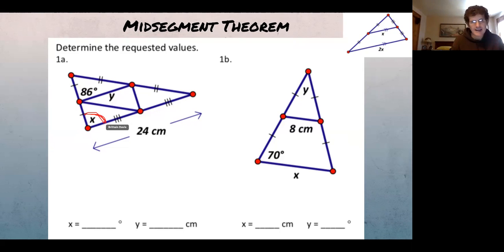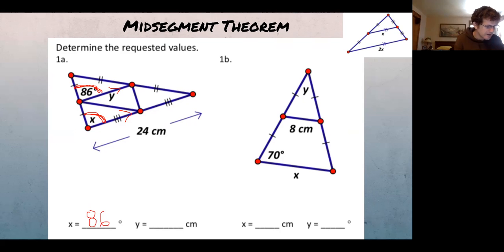So this X right here is marking an angle. Notice how it's in a corner. So that's going to be an angle, and the 86 right here is another angle. And those happen to be, just like we saw before, corresponding angles, because these are parallel to each other. That's according to our mid-segment theorem. So now, if those are corresponding angles, then X has to be 86 degrees.